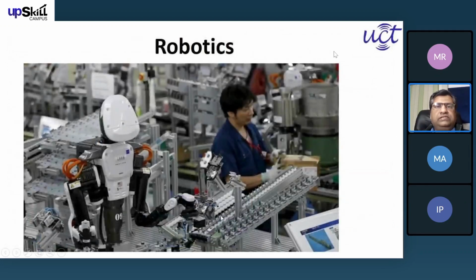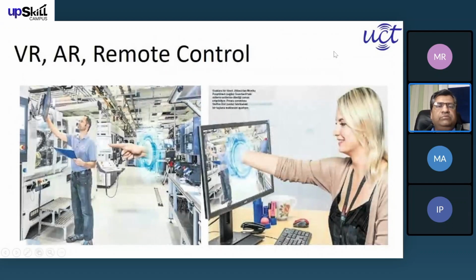Then in digital transformation, robotics also plays a big role. AR, VR, and remote control are also very useful, because every time the expert cannot be on the shop floor. If something is not working fine, they can remotely monitor things and guide the person who is on the shop floor.